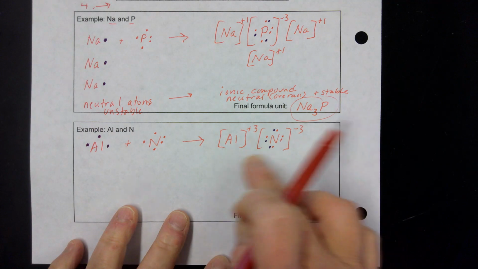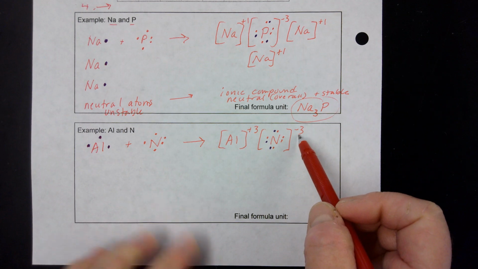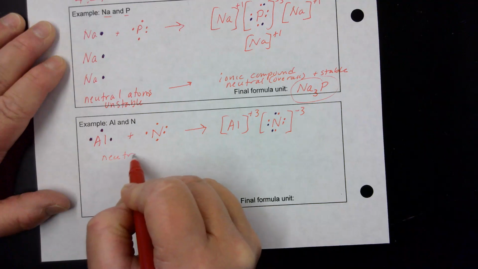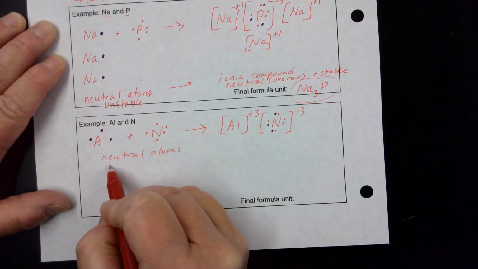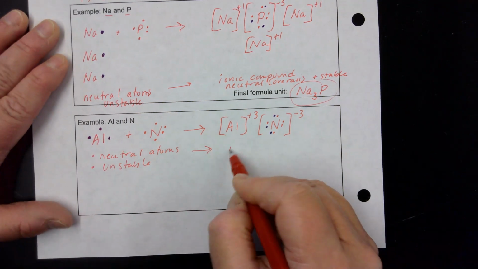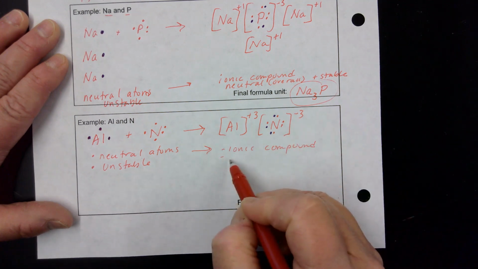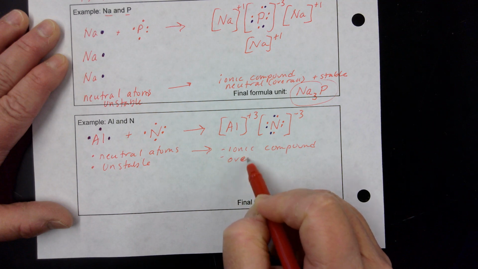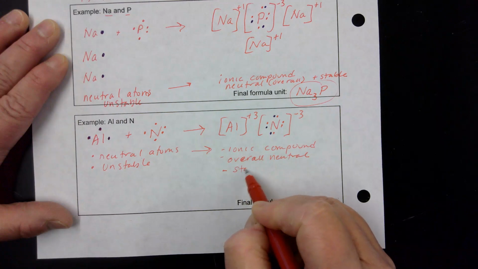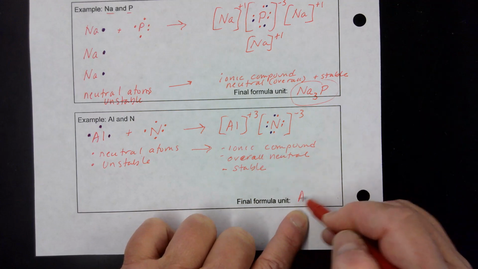Right? And so we only are going to need 1 of each of these, because the +3 cancels out with the -3. So overall here, these were neutral atoms that were unstable, and they turned into an ionic compound. It is overall neutral, and it is now stable. The final formula unit, because we just need 1 of each, we would write it as AlN.